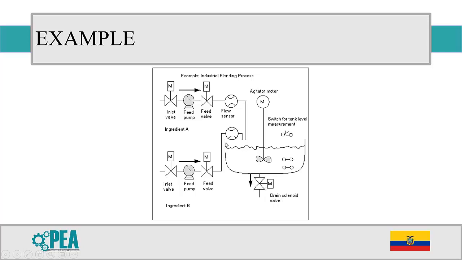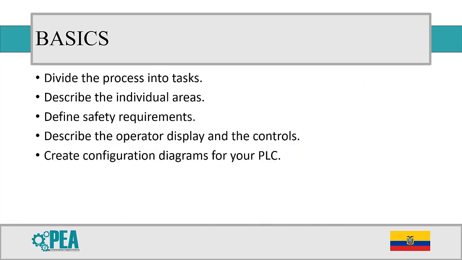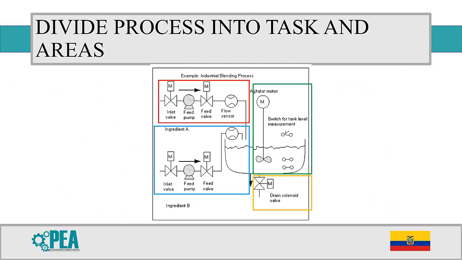Okay, once I explain this, I will show how we do the first step. Remember, the first step was to divide the process into tasks. So I'm going to divide the process into tasks and areas. I have these two areas, which are red and blue, which correspond to ingredient A and ingredient B, which have the same structure, but they are different areas. And we have the mixing area, and finally the drain area. So we have split our problem into 4 smaller problems.